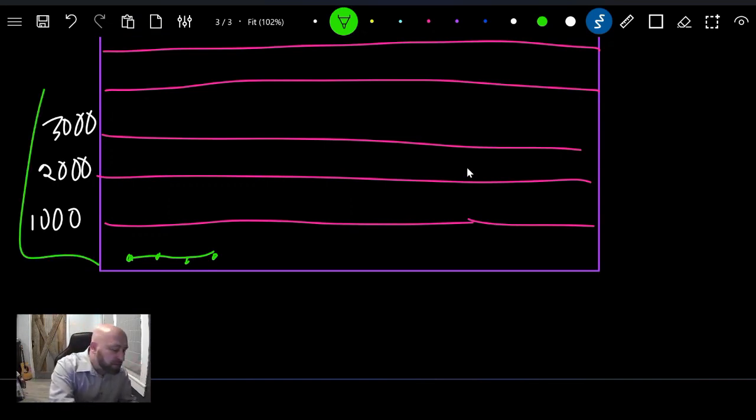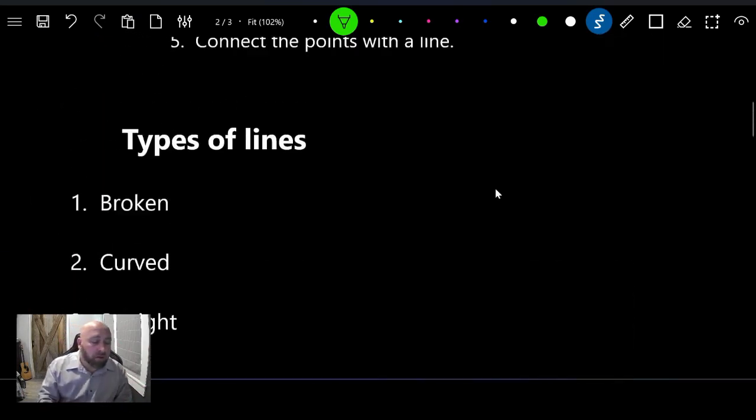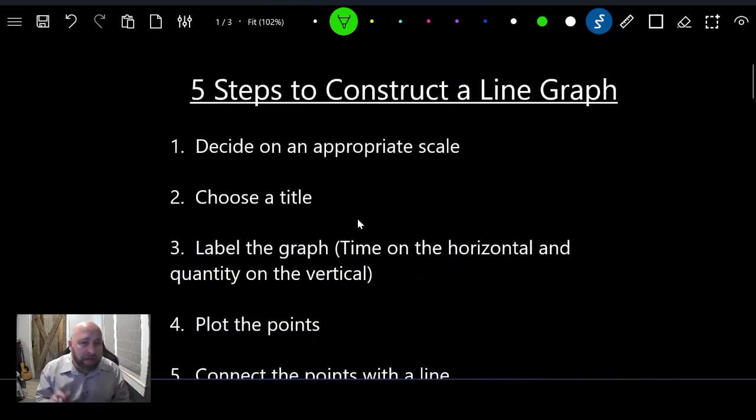Okay, so this is important. The scale is important to your overall graph, because if you get it right, your graph will look right. If you get it wrong, your graph's going to look wrong. So the first thing that you want to do is decide on an appropriate scale.